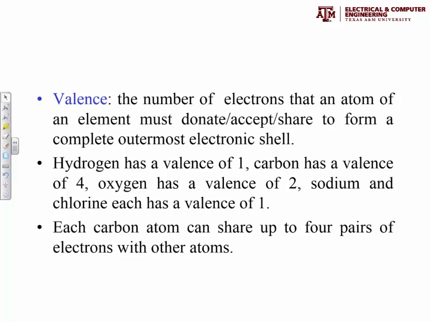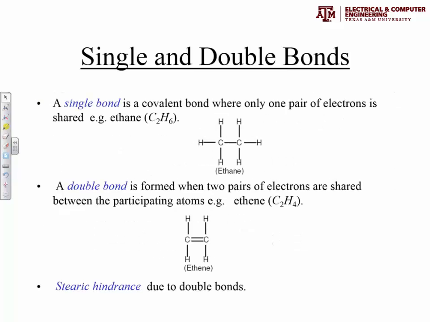Now, any questions? Each carbon atom, we said, has the electronic distribution 2 + 4, so it can share up to 4 pairs of electrons with other atoms. In the example that we looked at, methane, CH4, there were 4 hydrogen atoms, each one sharing an electron with that carbon atom. But that's not the only possibility. There are more possibilities here.